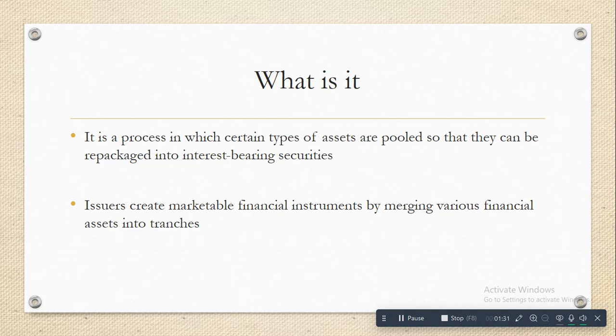So the issuer creates a marketable financial instrument by merging various financial assets into tranches. Here the issuer will create these asset pools and divide them into something known as tranches and sell those to the investors. Now, what are these terms? We will go ahead and see.